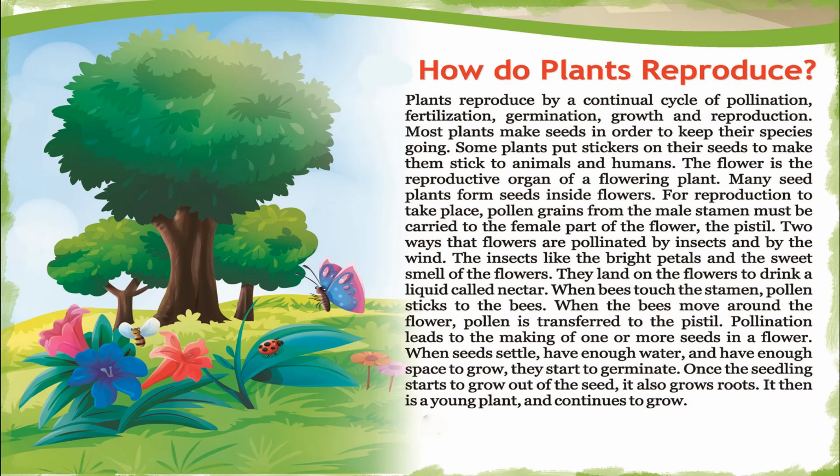When bees touch the stamen, pollen sticks to the bees. When the bees move around the flower, pollen is transferred to the pistil. Pollination leads to the making of one or more seeds in a flower. When seeds settle, have enough water, and have enough space to grow, they start to germinate. Once the seedling starts to grow out of the seed, it also grows roots. It then is a young plant and continues to grow.